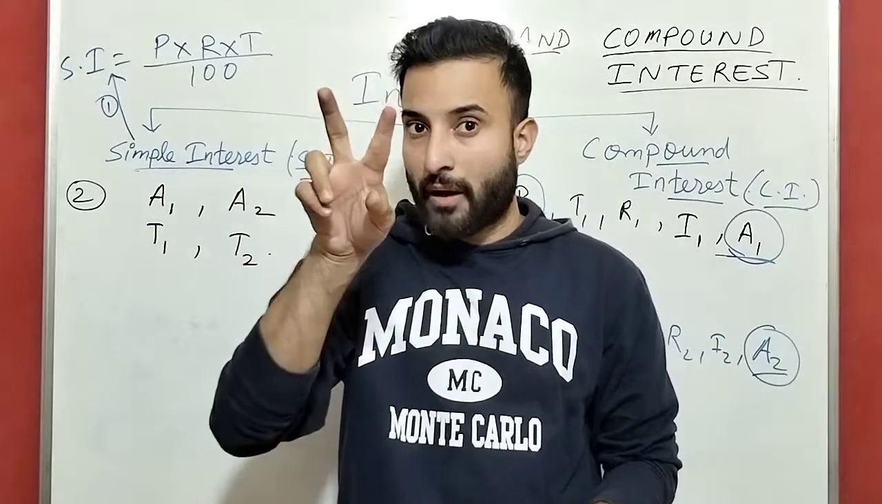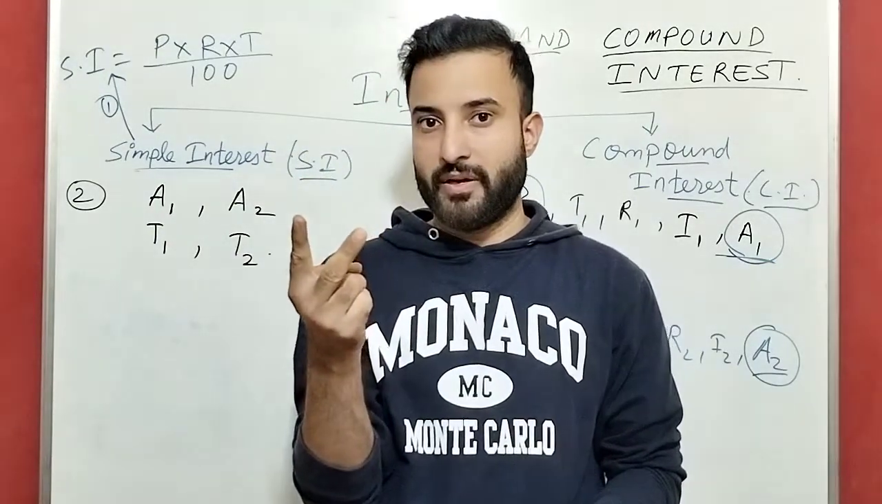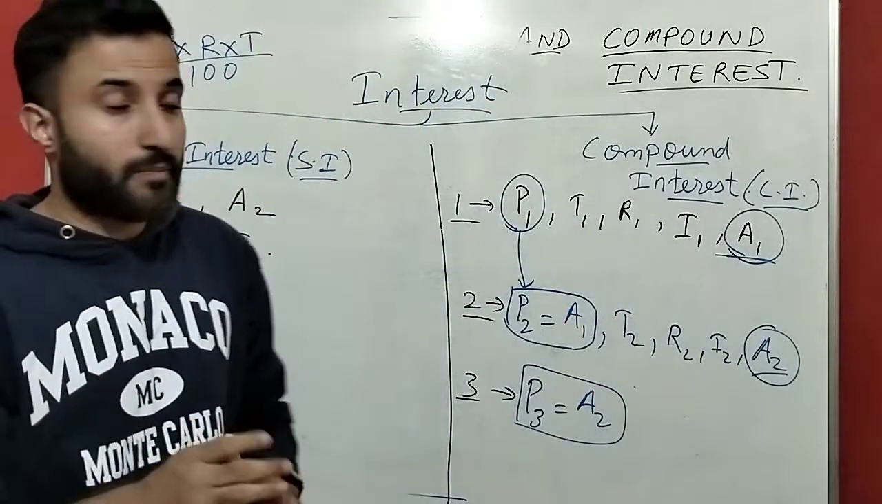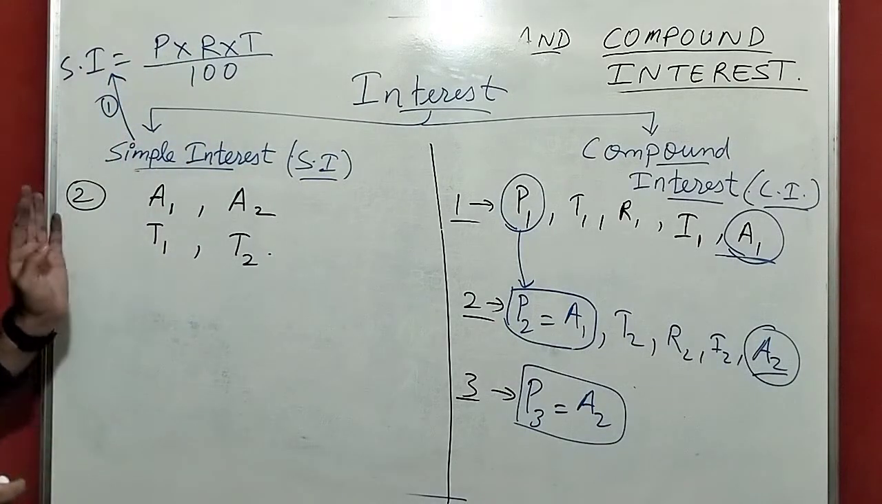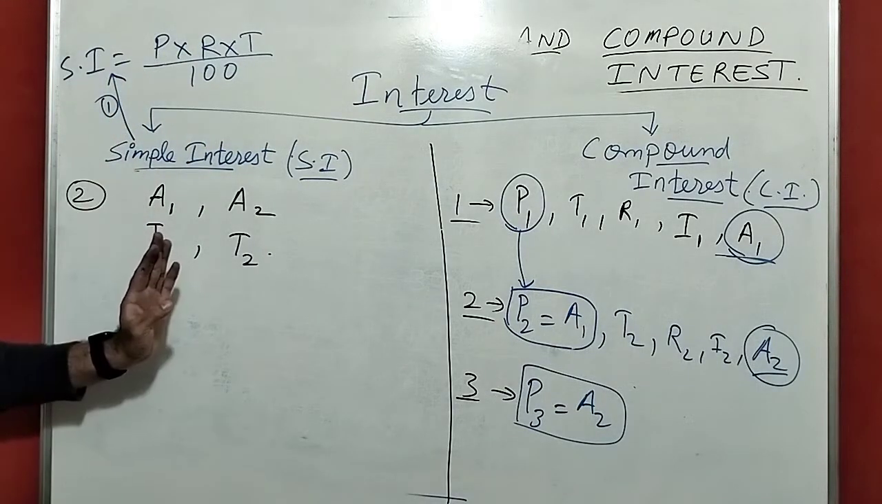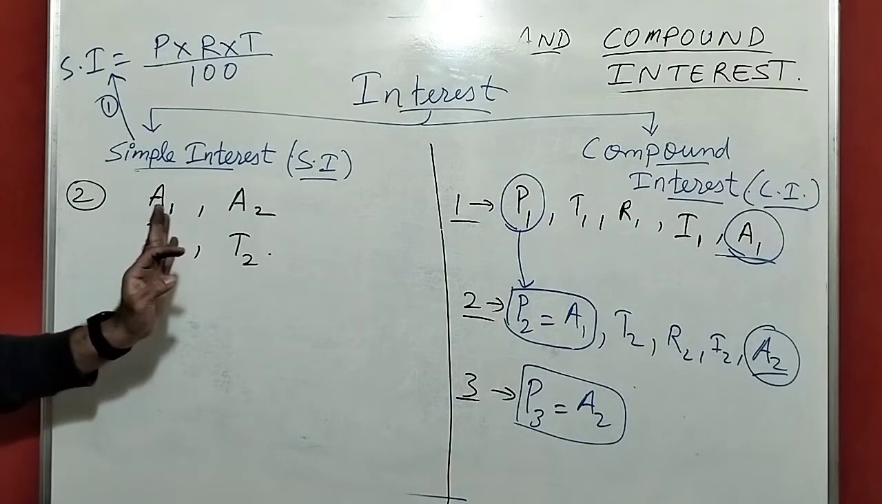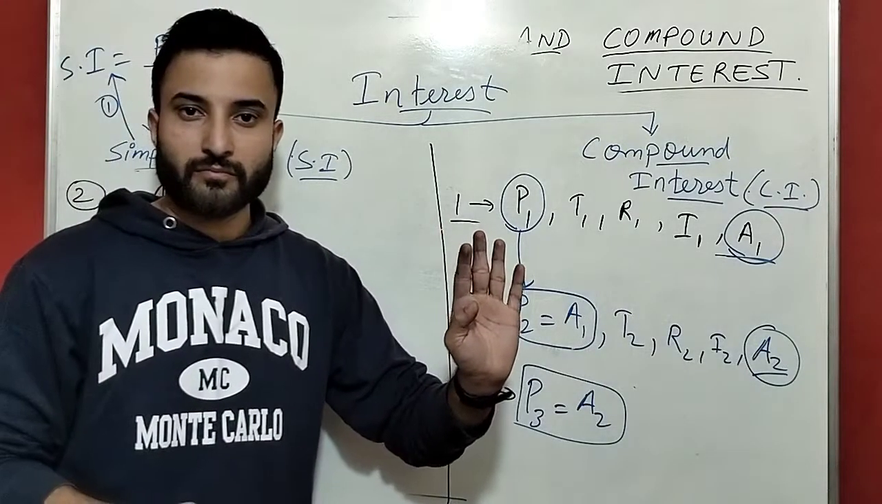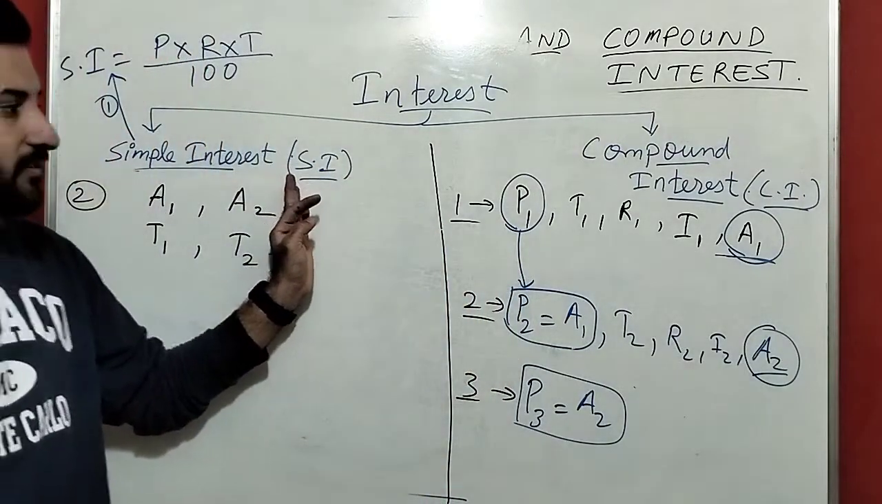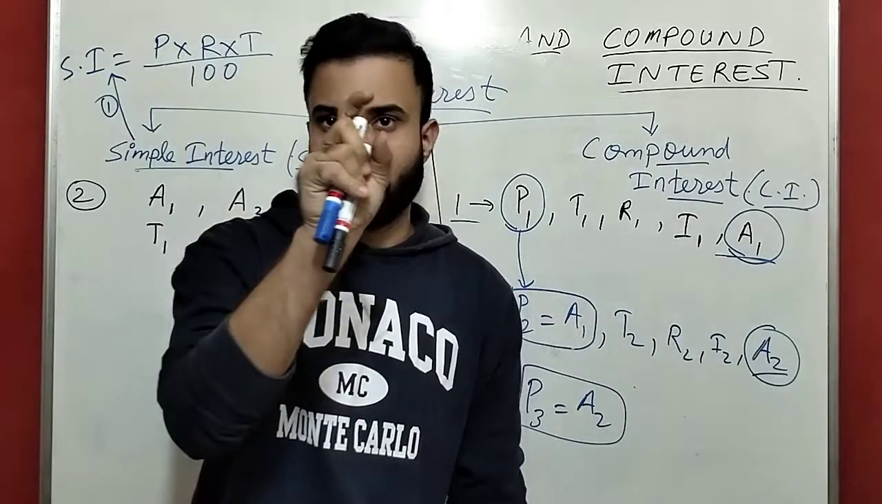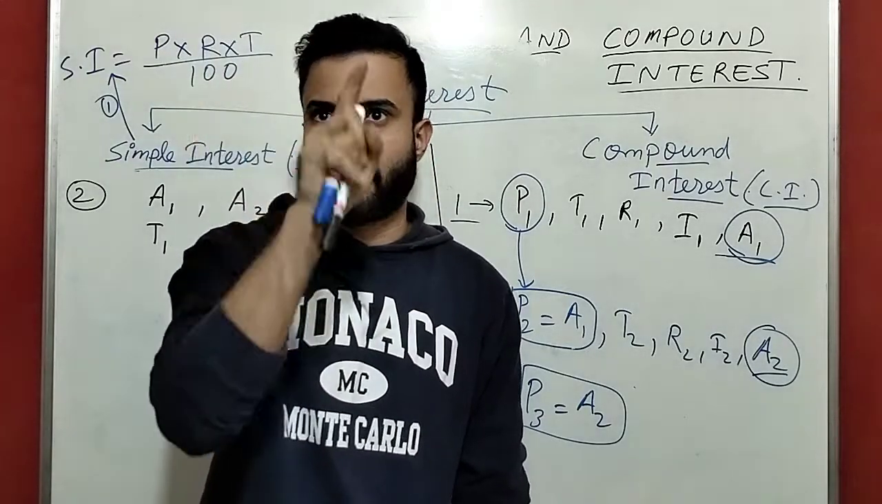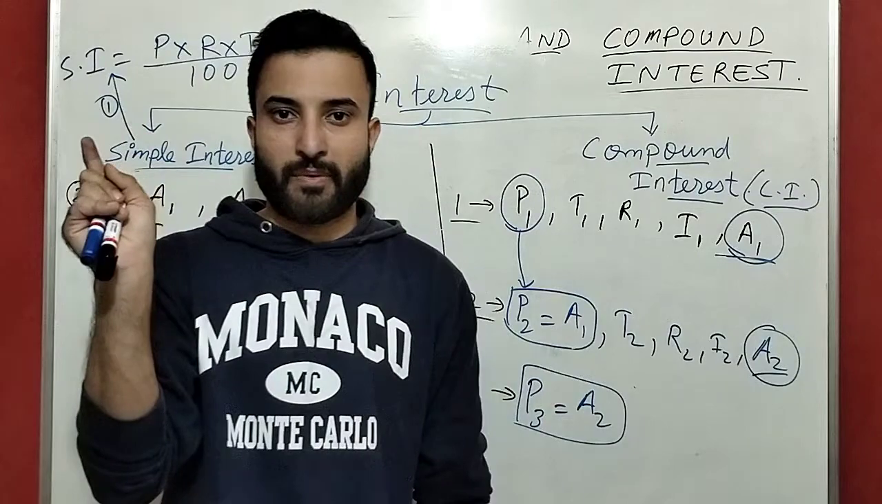Means we have two amounts with two time periods. Guys, remember, keep this concept in your mind whenever it is given in the question. The question is simple. If you have to find the simple interest, in the question it will be written simple interest. Read the question: simple interest. Then you have to apply the formula for simple interest.